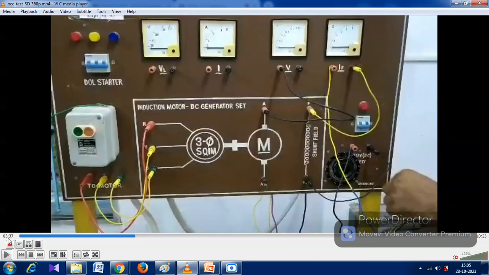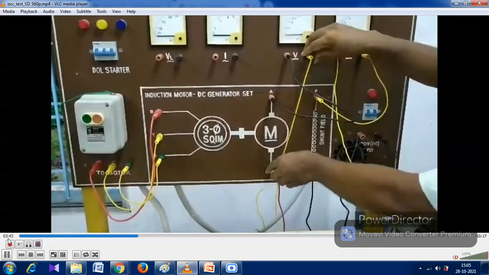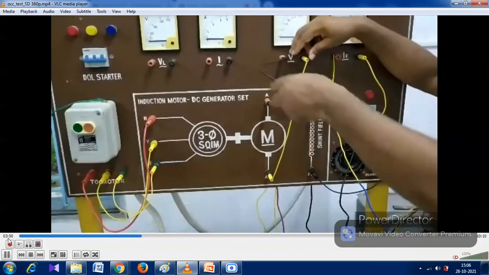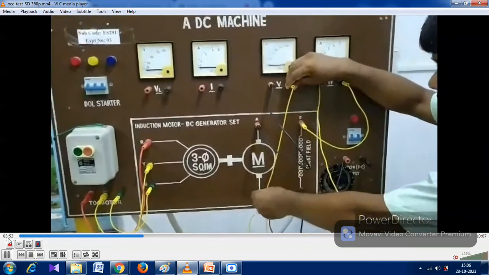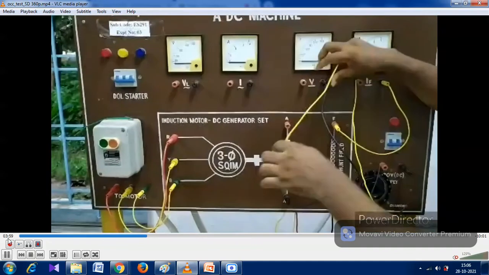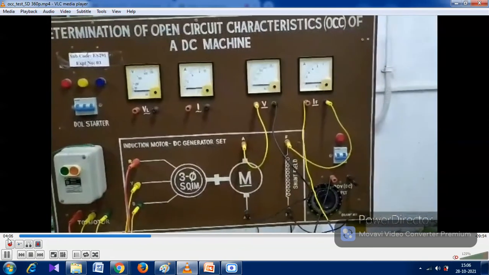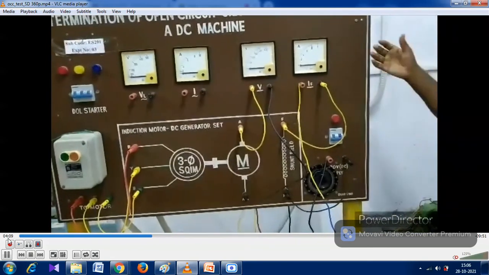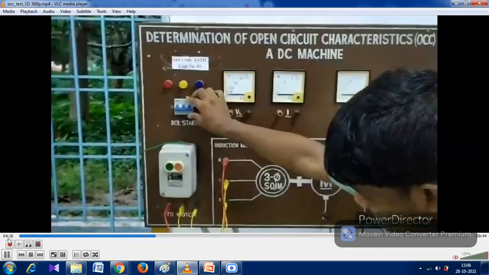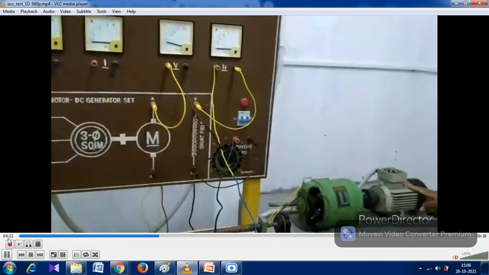Okay. Then moving forward, you can see that we have connected the voltmeter on the armature circuit, and we are changing the wire because we have to maintain some extra wire at the terminal. Otherwise, the terminals get broken. After that, we are giving the supply, actually AC supply, to rotate the induction motor.